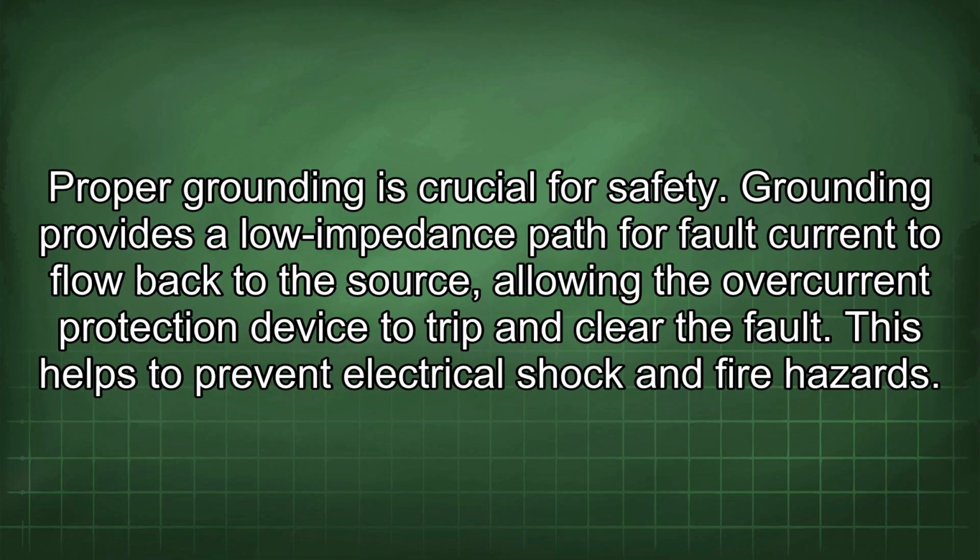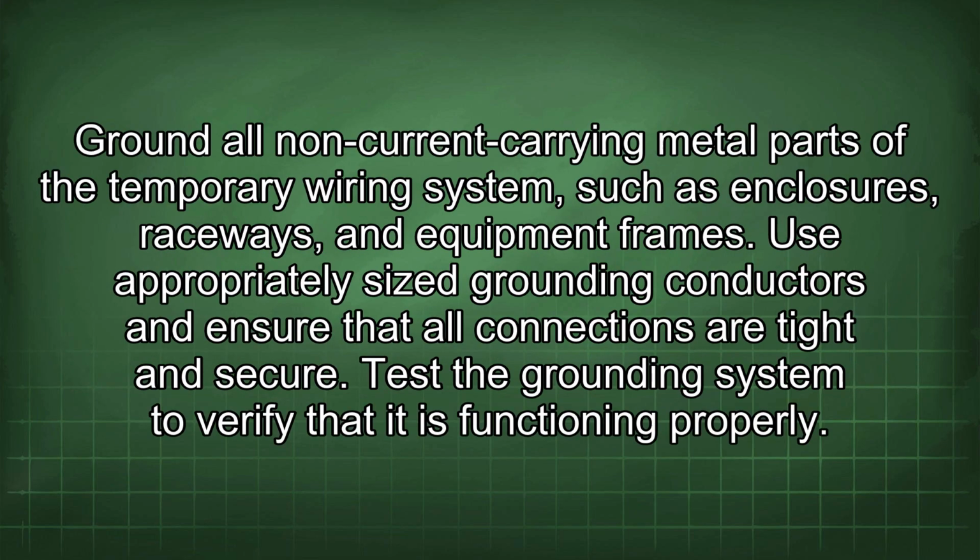Proper grounding is crucial for safety. Grounding provides a low impedance path for fault current to flow back to the source, allowing the overcurrent protection device to trip and clear the fault. This helps to prevent electrical shock and fire hazards. Ground all non-current carrying metal parts of the temporary wiring system, such as enclosures, raceways, and equipment frames. Use appropriately sized grounding conductors and ensure that all connections are tight and secure.